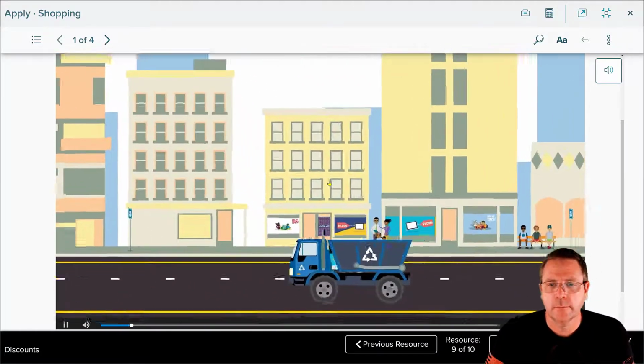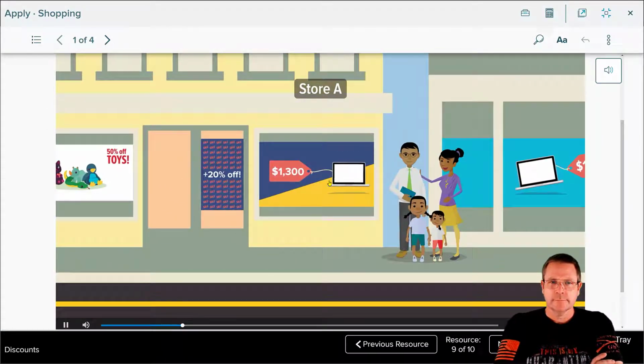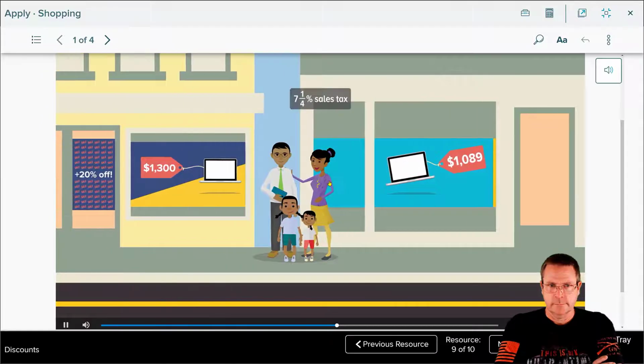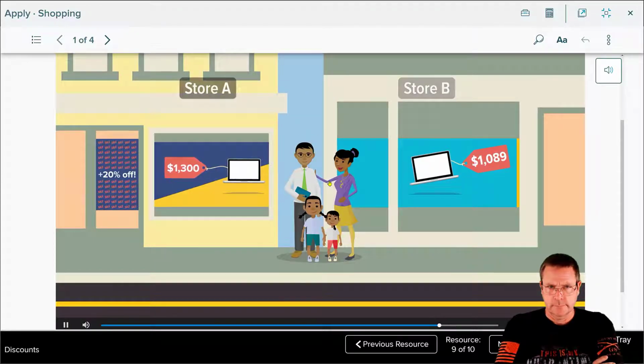The Wares want to buy a new computer. Store A has a regular price of $1,300 and is offering a discount of 20%. Store B has a regular price of $1,089 with no discount. If there is a 7 1/4% sales tax in their city, at which store should they buy their computer? How much money will they save if they buy at that store instead of the other store?